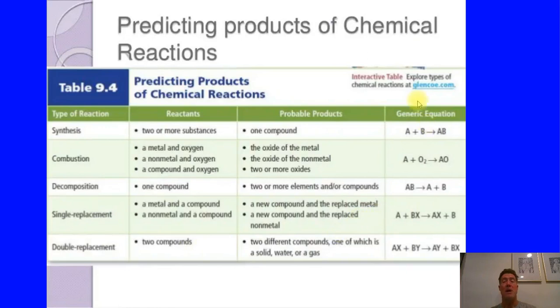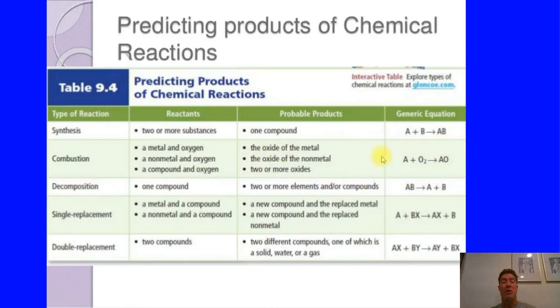All right, so here's how we represent this generically. Right? A synthesis reaction is A plus B equals AB. Okay, you're going to start with 2 or more substances, you're going to get a compound. Combustion, you're going to start with a metal, or a nonmetal, or a compound, and then in all 3 cases you're going to add oxygen.